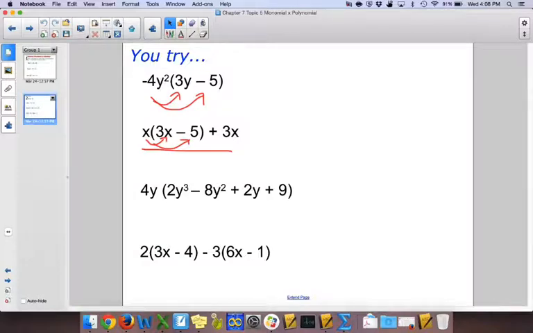So go ahead and take some time to work on these, and if you get done with this and feel that you're ready to try the practice problems, you can also work on those on the next page.